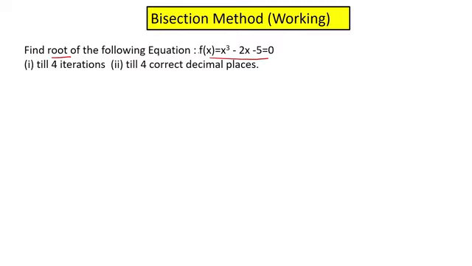So this question can be asked in two forms. You can be asked to find the root of this equation till 4 iterations or till 4 correct decimal places. So what does it mean? We will see it later. Our first motive is to understand the working of the bisection method using this example.